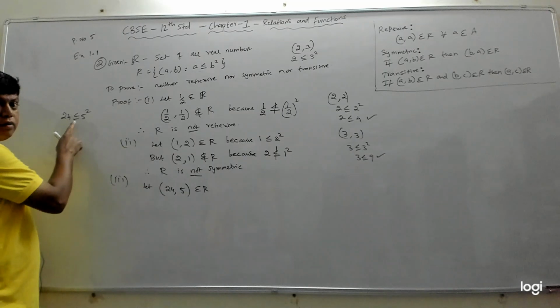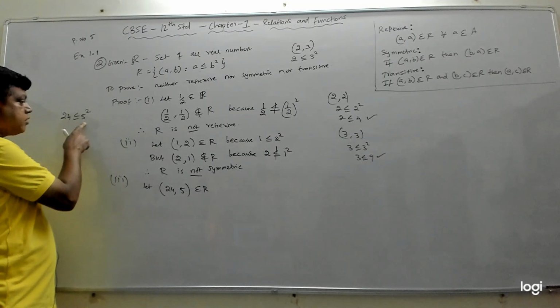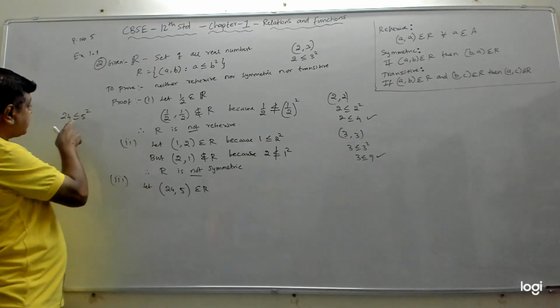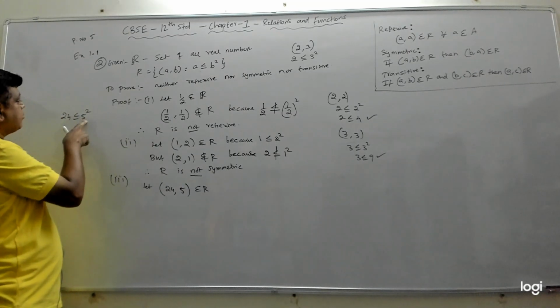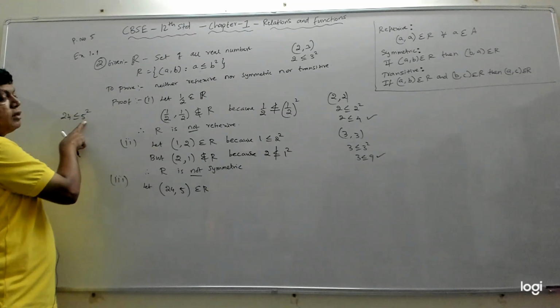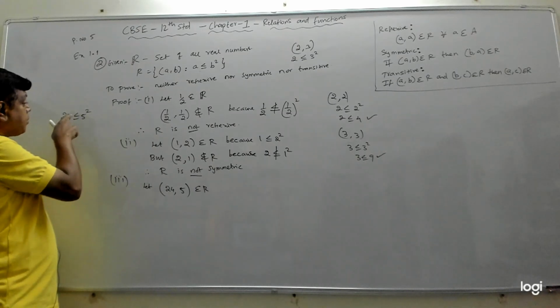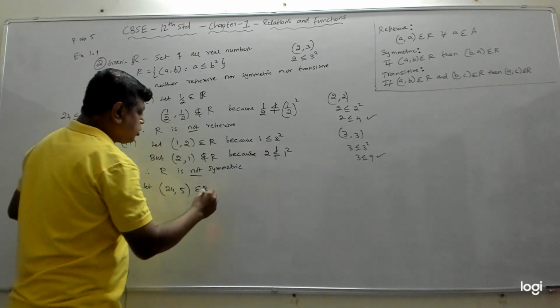24 is less than or equal to 5 square, which is 25. So A is less than or equal to B square means the pair (A, B), which is 24 comma 5, not 24 comma 25. 24 comma 5 will belong to R.